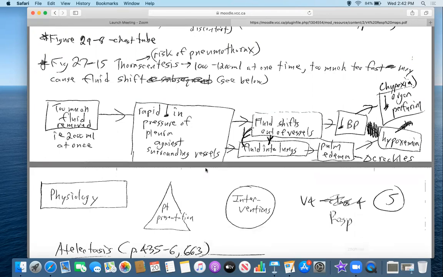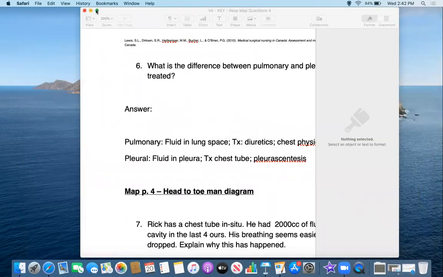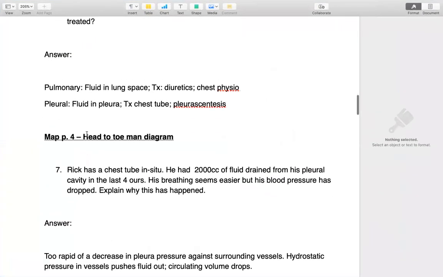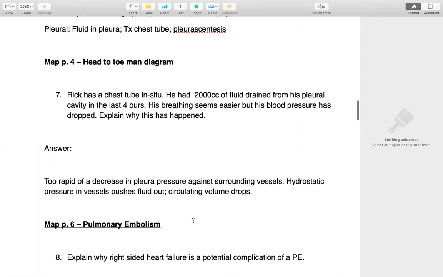Which brings us back to the question we were looking at earlier with Rick here. So what happened to him when we took 2,000 out and didn't clamp anything off here, didn't give him a break? Well, he does seem to be breathing easier because we've taken fluid off the lungs out of the pleura, allowing the lungs to expand. But now his blood pressure's dropped, and here's why, which we've already talked about.